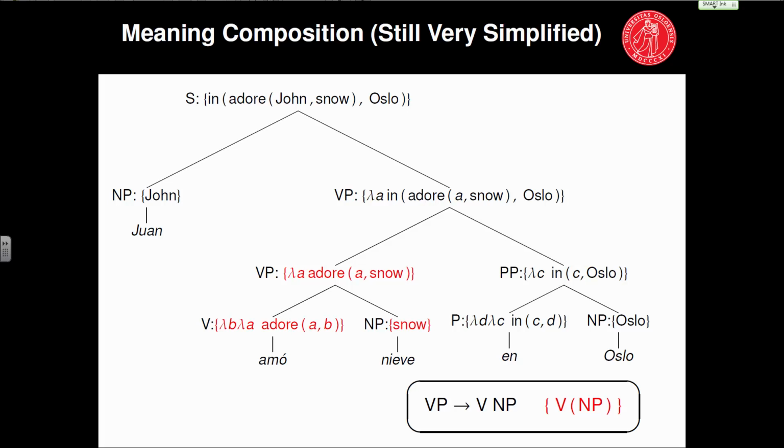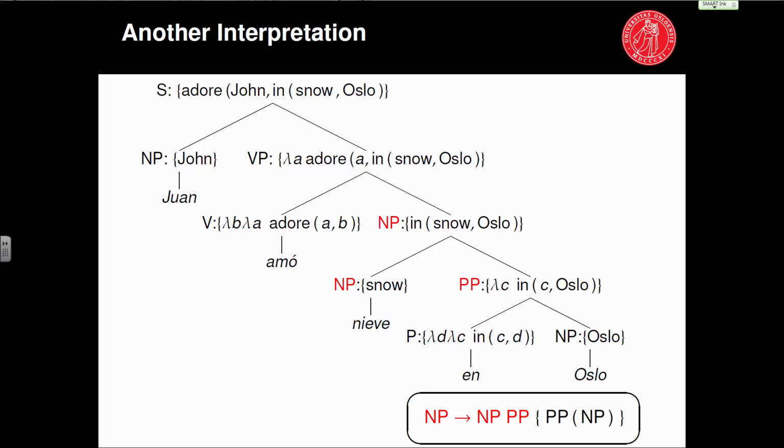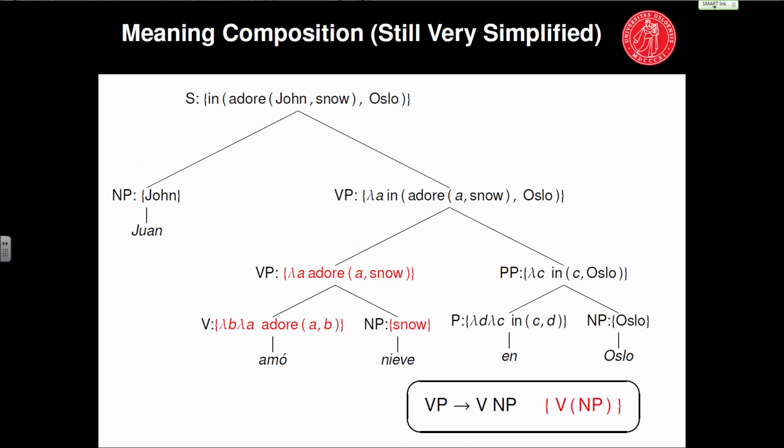But saying it that way, of course, somewhere else, yeah. We might have snow in Oslo this weekend, but those of us longing for the snow, like my daughter, might look at pictures of snow somewhere else. So there's another interpretation. So this is our first tree. And here the in Oslo, or the en Oslo, lumps together, forms a constituent with the adore snow. So that effectively means that the adoring is in Oslo. The activity is in Oslo. We see that up here. The adoring is inside of the in relation.